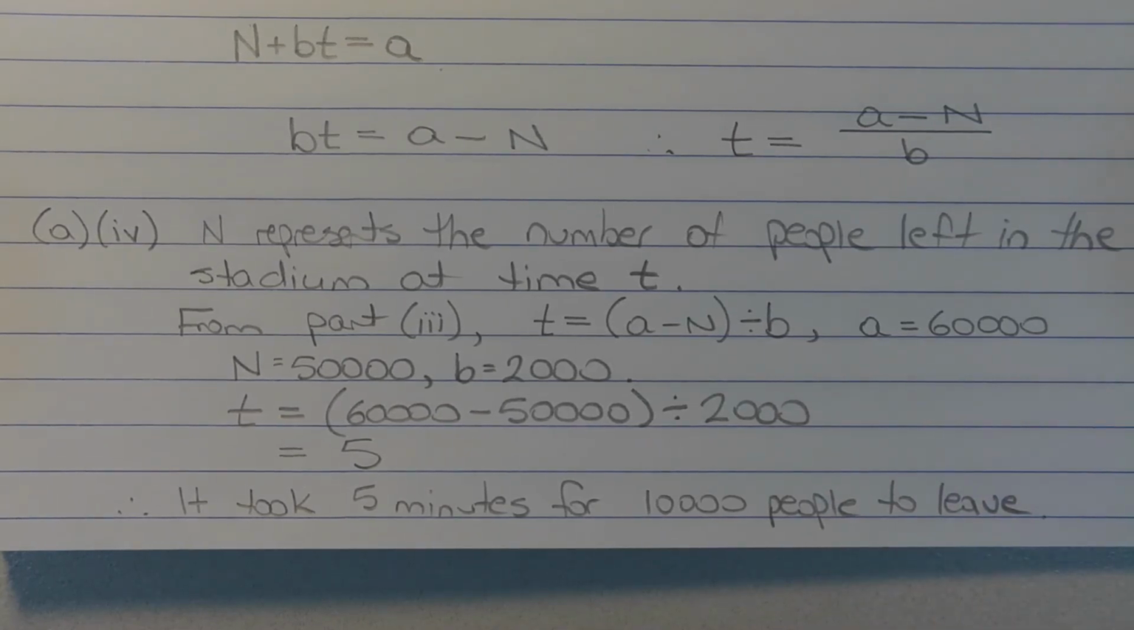Now after 10,000 people leave the stadium, we have 50,000 people left, so N is equal to 50,000, and B is equal to 2,000, which represents the rate at which people are leaving the stadium each minute. So substituting those values into the formula, we get T is equal to 60,000 minus 50,000 in brackets divided by 2,000, which equals 5. Therefore, it took 5 minutes for 10,000 people to leave the stadium.